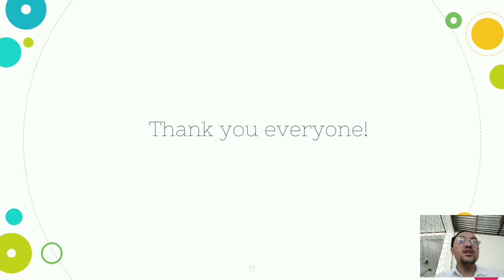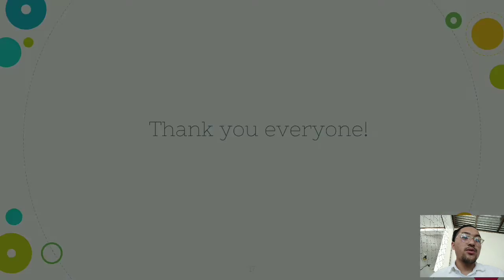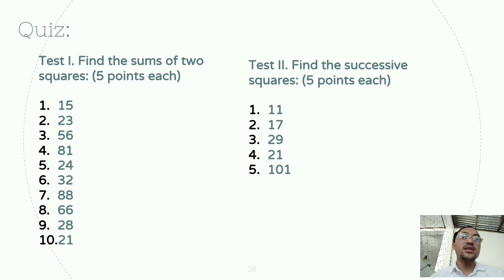So, students, thank you for listening to our discussion for this morning. I hope you understand the concept of the sums of two squares. But before that, you are going to screenshot the quiz for this morning. We have test 1 and test 2. It's just simple. Test 1 is all about finding the sums of two squares, 5 points each. And for test 2, find the successive squares, 5 points each also. So take a screenshot.